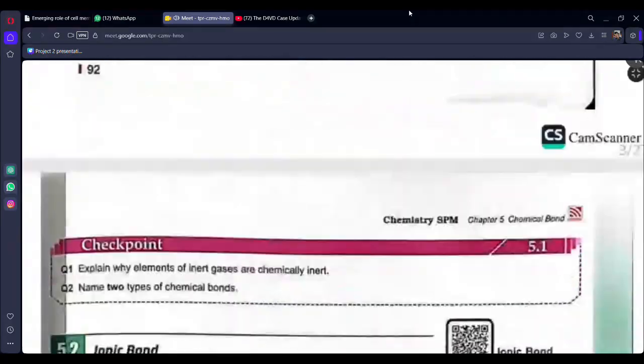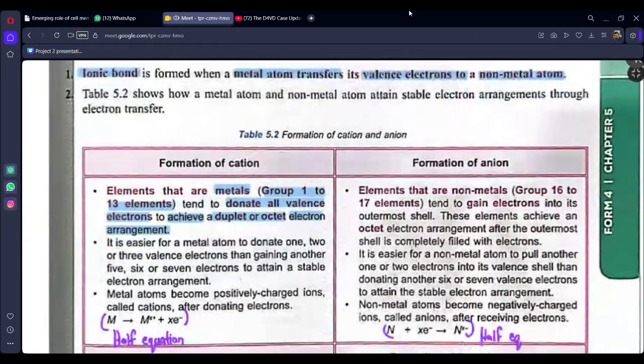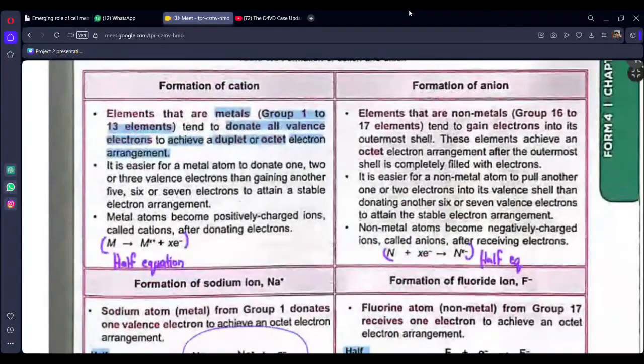Okay, I'm just going to go very quickly. Ionic bond. Okay, from here I will start to be more detailed a bit. This is definition. Please memorize. Form when metal atom transfers its valence electrons to non-metal atom. Okay, that's the definition. Now, formation of cation, meaning positive ion.